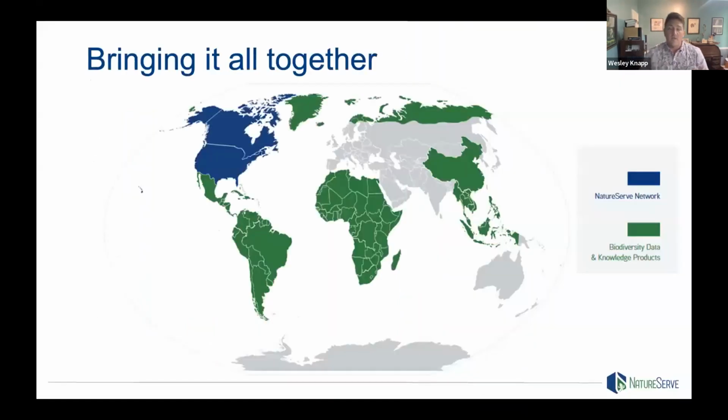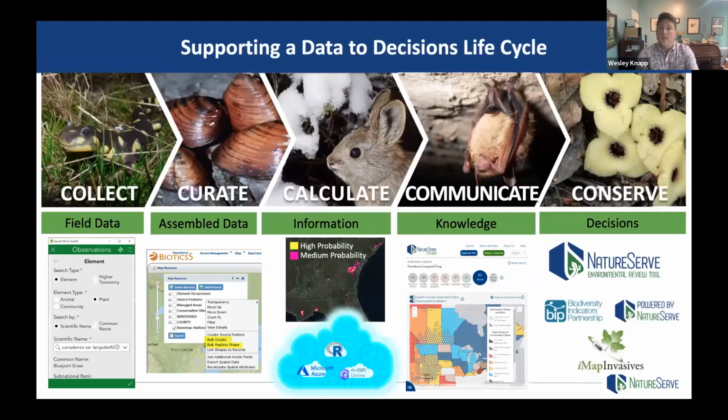So just bringing it all together, I just want to point out none of these really impactful conservation projects can be done without giant, high quality and unified data sets. And what we do really is try to fulfill what we call the data to decisions life cycle. In my previous career, I was collecting that field data using apps or just paper on the ground, and then curating that data into Biotics, our centralized database, which upticked to NatureServe Central, where I am now.